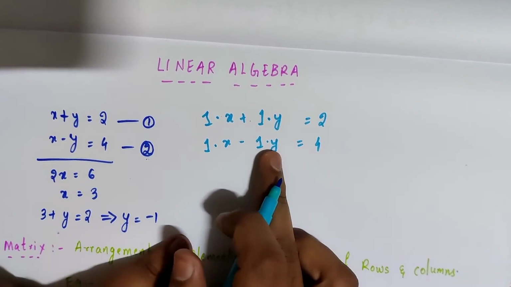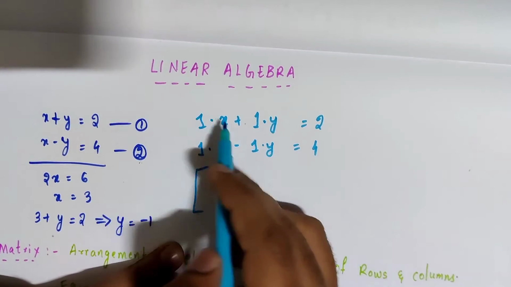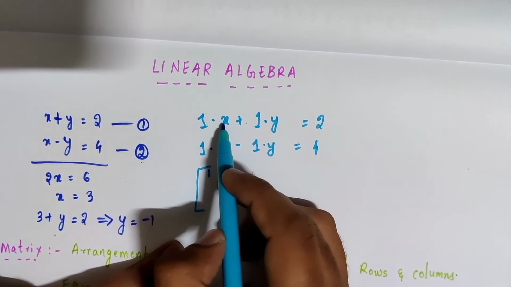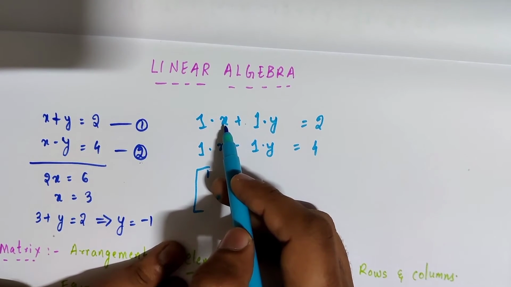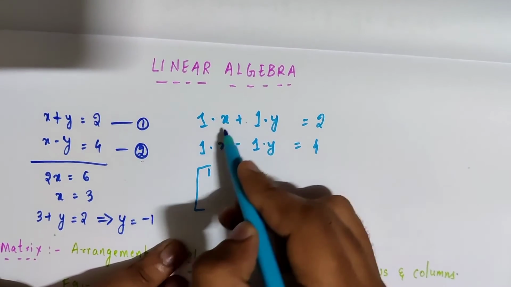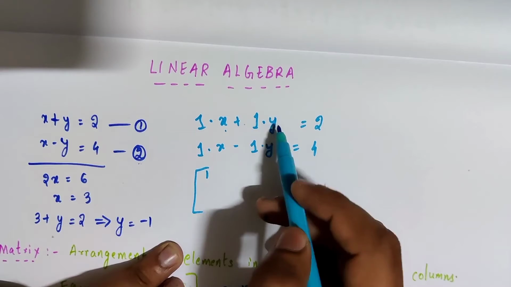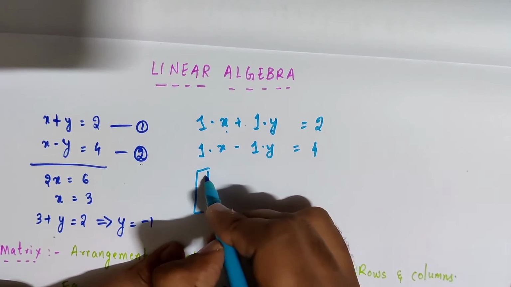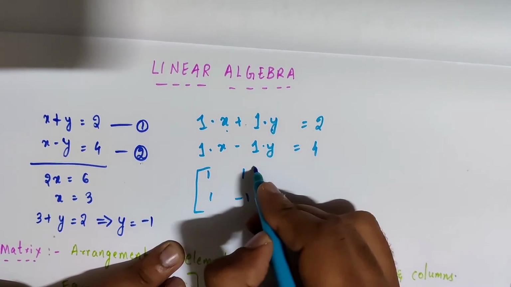So when you convert this in the form of a matrix, you have to write all the coefficients in one matrix. What are the coefficients? Coefficients are nothing but the numbers present before the variables. Variables are nothing but the values which are unknown. So x and y are variables, and the values which are present beside them are known as coefficients. So what are the coefficients here? 1, 1, 1, minus 1.